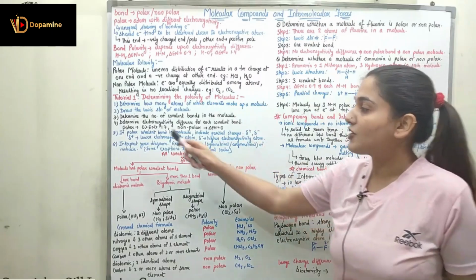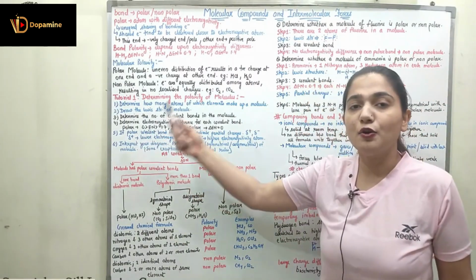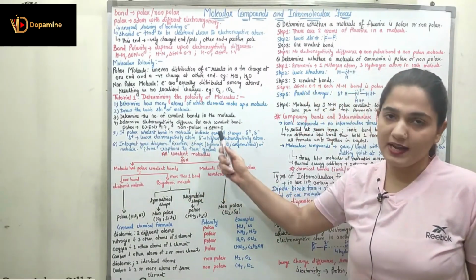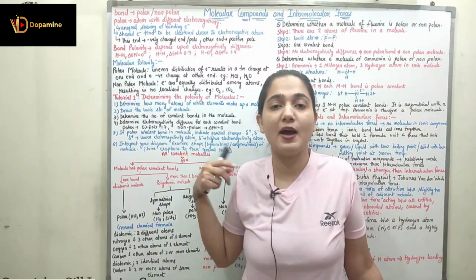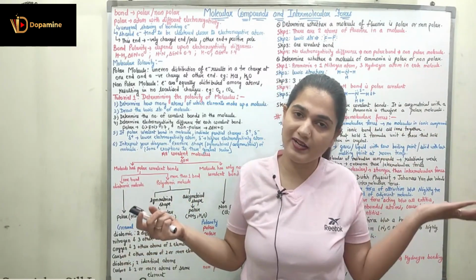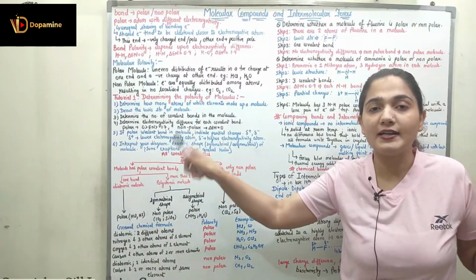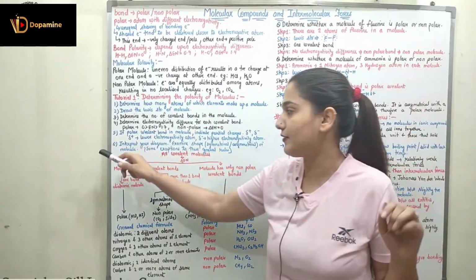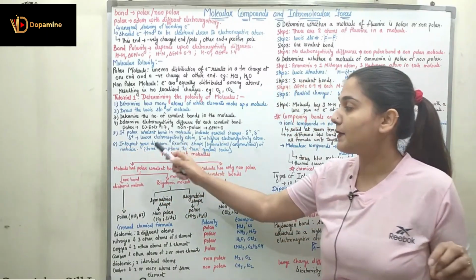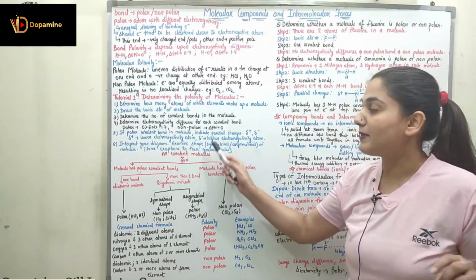Right? So now the partial positive charge will be denoted on the atom with lower electronegativity. Now we know which atom has lower electronegativity and which atom has higher electronegativity. The partial negative charge will be denoted on the atom which has higher electronegativity. Then we have to interpret the diagram. We have to examine the shape.